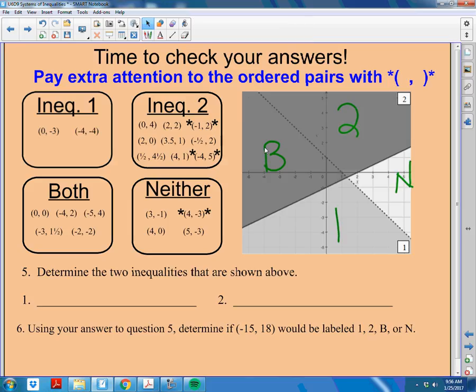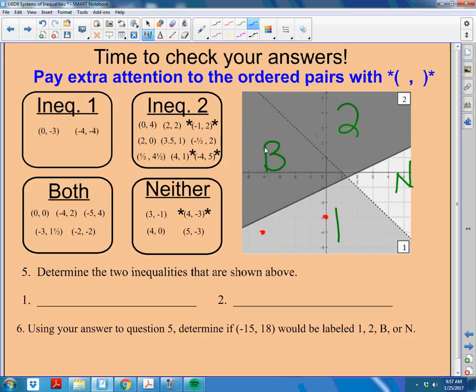So go through and take a look at your ordered pairs and see if there's one where you're not sure why I placed it in the section I said it should be placed in. For section 1, I have (0, -3). And I have (-4, -4), which is right here. That's section 1.